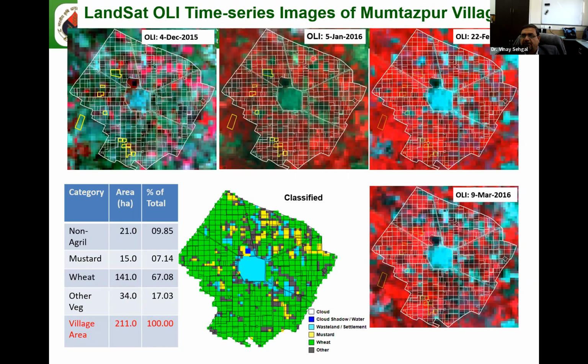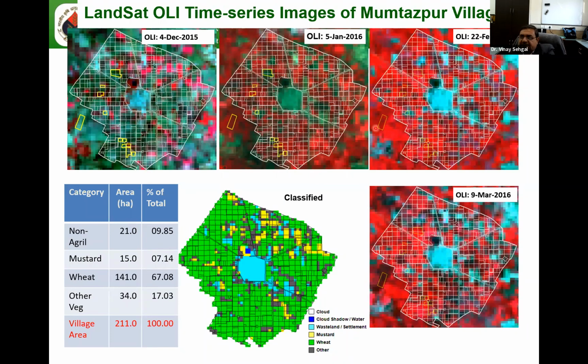By 22nd February, wherever the mustard was, it has already started maturing, and the wheat becomes more and more green. Here it is red. And by 9th March, again this situation. So multiple times. And this is the classified map. Wherever you find green, it is wheat. Wherever it is yellow, that is mustard. And wherever it is black, it is the other category. And this area in between is the village area. And this is the village pond, so there is water here. There could be cloud shadow or water here.